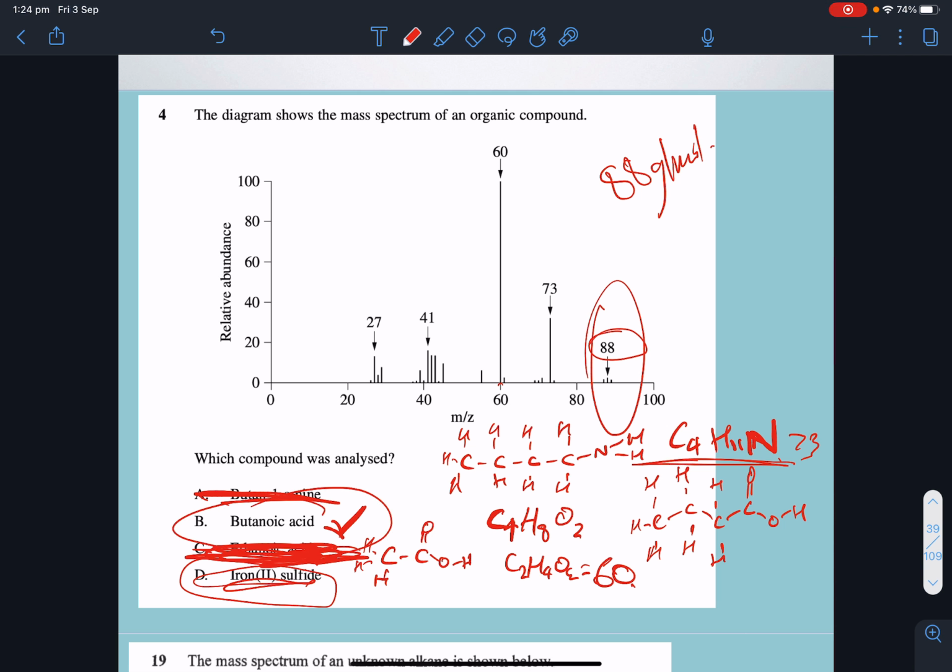So these types of problems are common. All you need to do is go to that parent peak, and they've labelled it here, and just check the molar masses of all your possible answers. Okay.